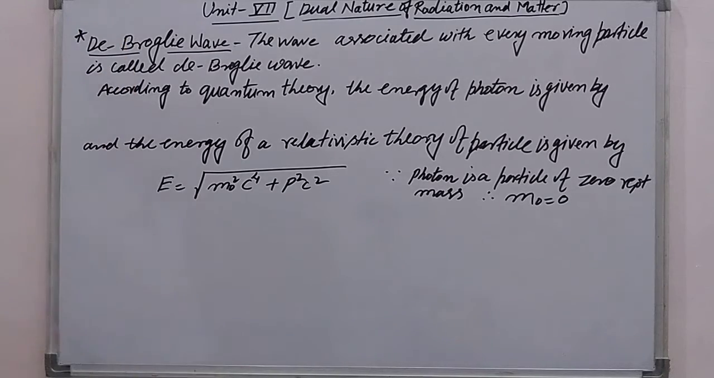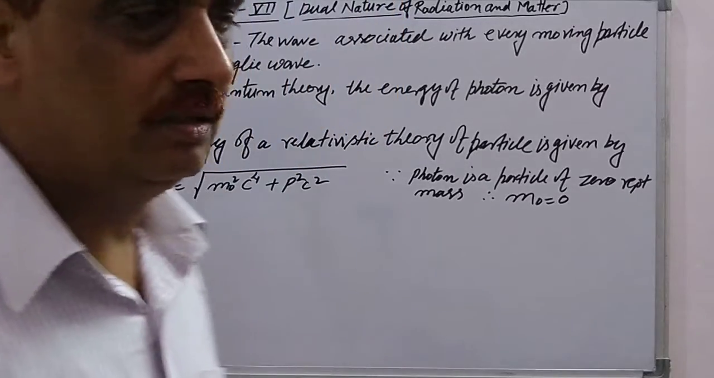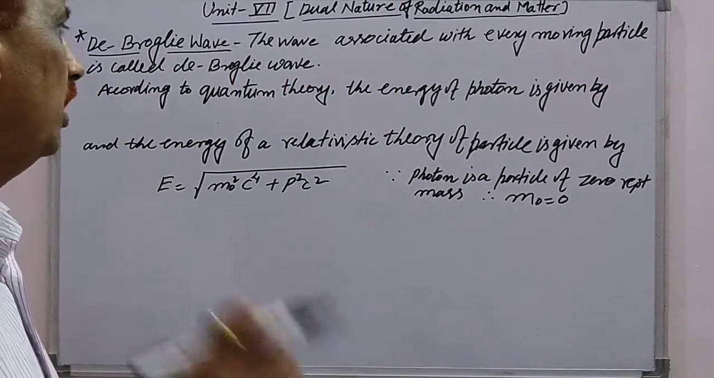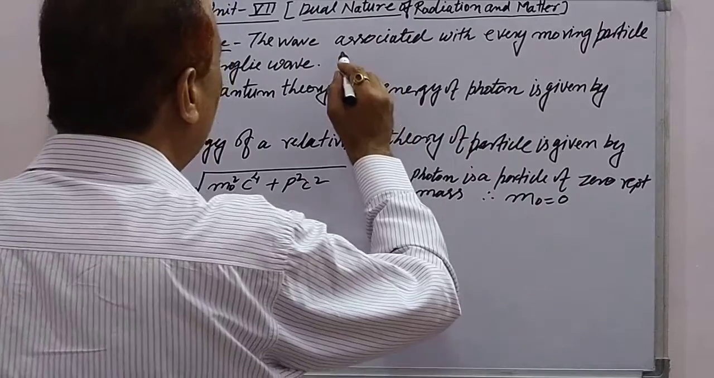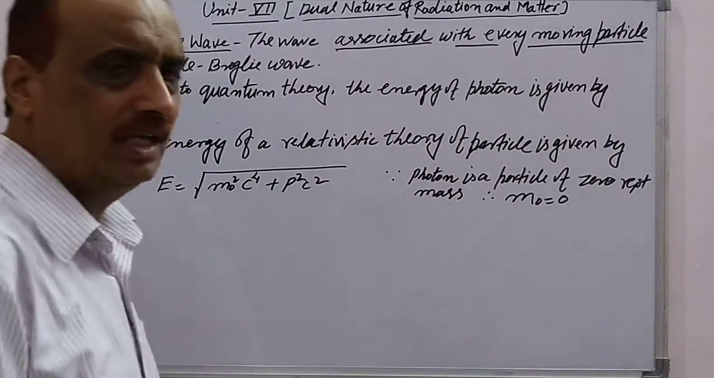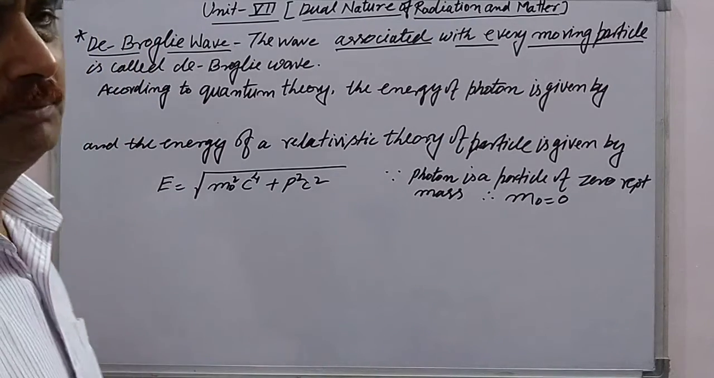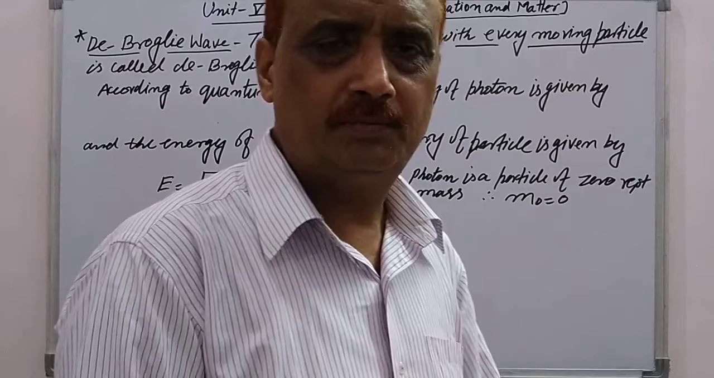De Broglie wave means the wave associated with every moving particle is known as the de Broglie wave. So it is an important point. The wave associated with the moving particle is known as the de Broglie wave. Now the relation can be found for the de Broglie wave.